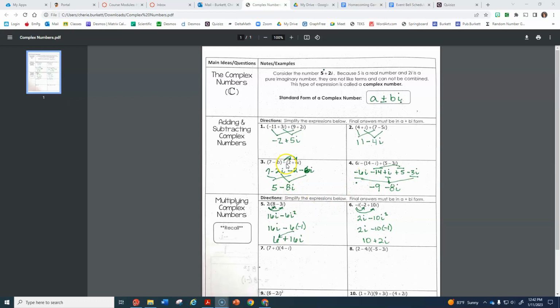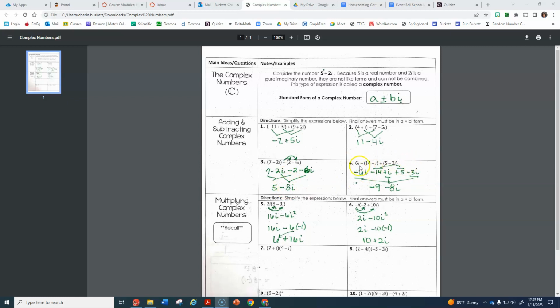If we subtract, there's a subtraction sign right there. Don't forget to distribute that negative. So the real part becomes negative 2. The imaginary part becomes a negative 6i. Then you go back and put the real parts together. A positive 7 and a negative 2 combined to make 5. A negative 2 and a negative 6 combined together to make a negative 8i.